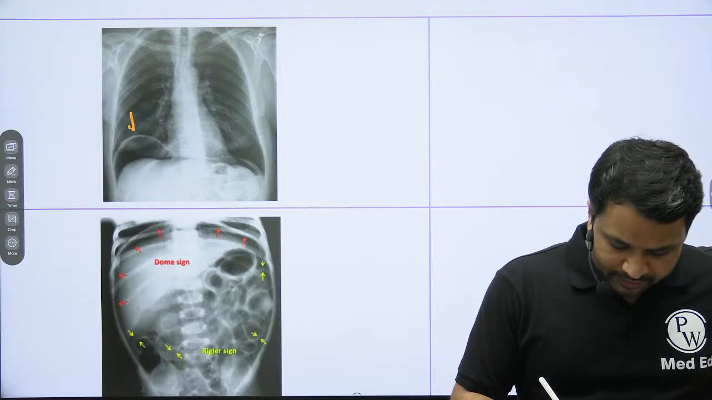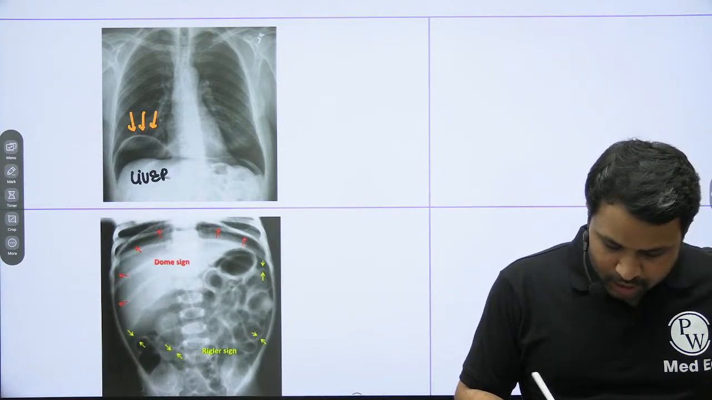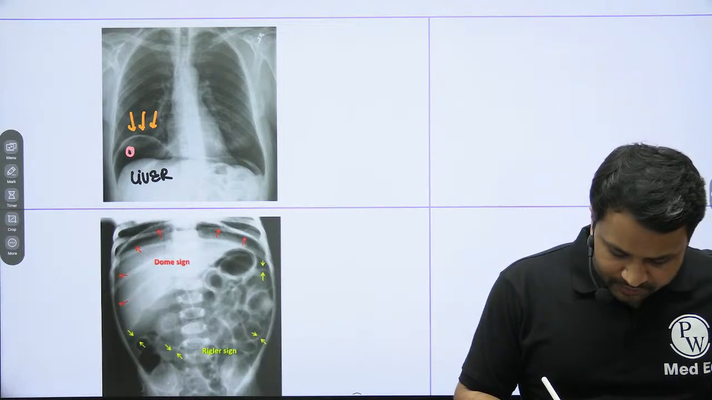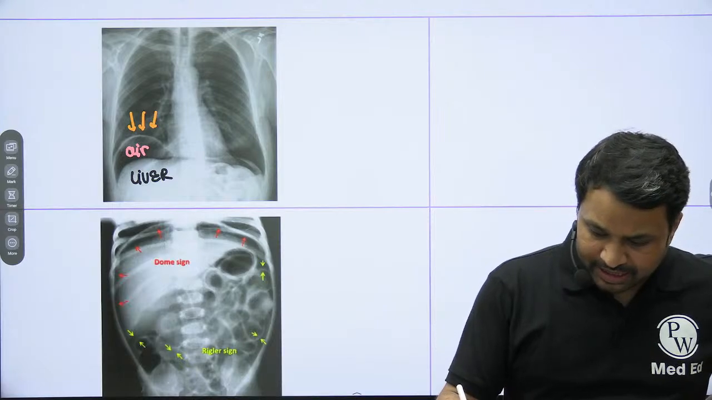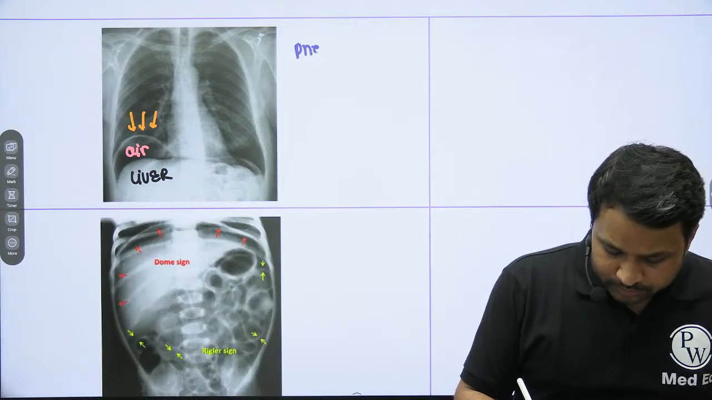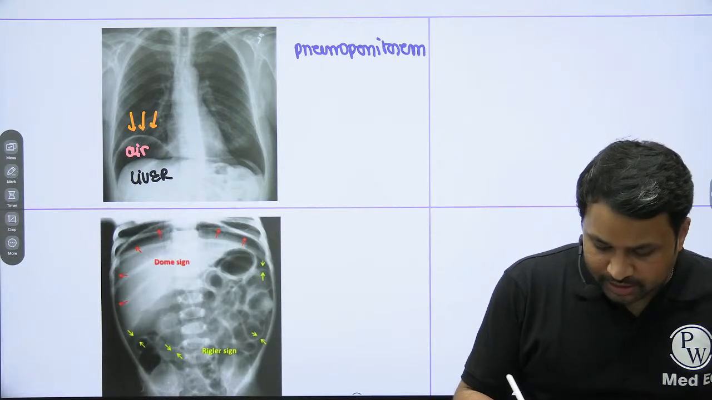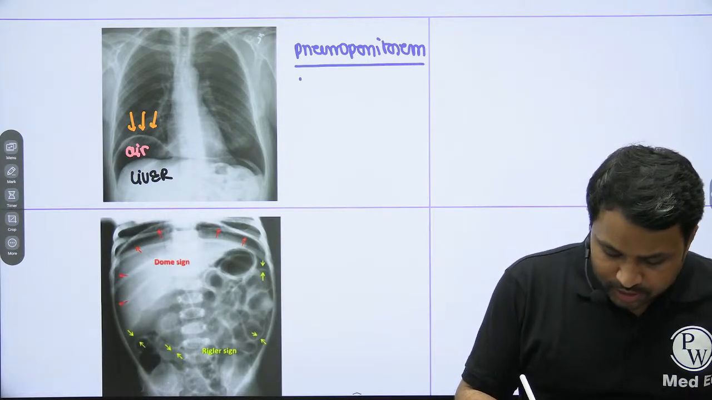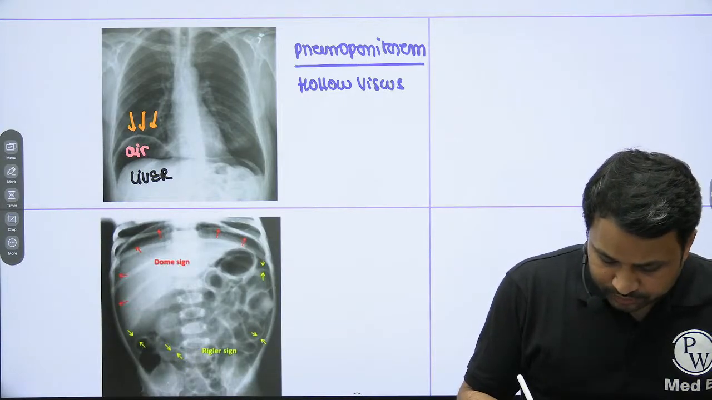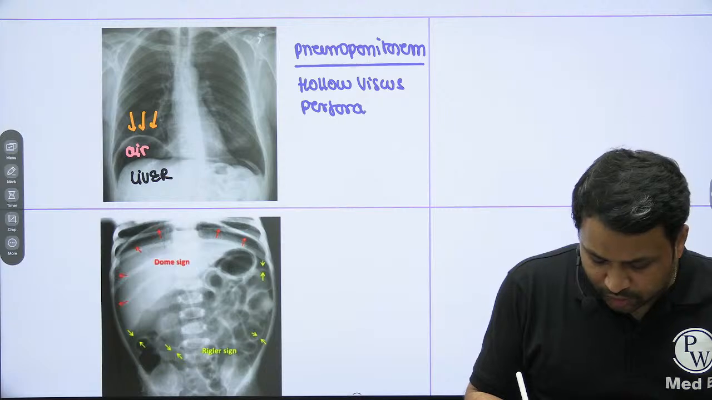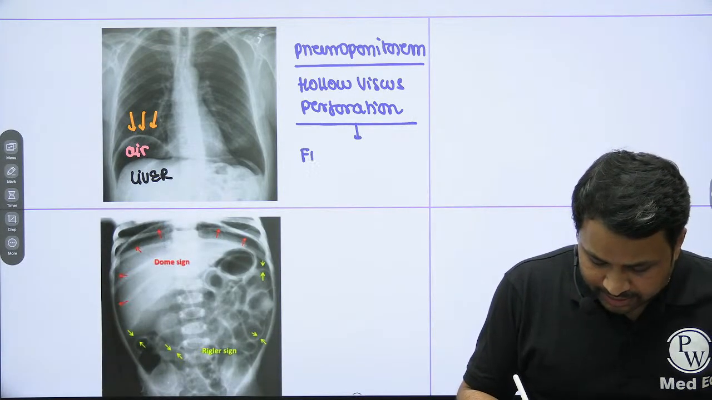ये आपका diaphragm है. This is your liver that is present. और liver और diaphragm के बीच में there is free air. So free gas under right hemidiaphragm. This is the X-ray for your pneumoperitoneum. Now this pneumoperitoneum is usually secondary to perforation. So this is an X-ray of a hollow viscus perforation. This tells you there is free gas under right hemidiaphragm.